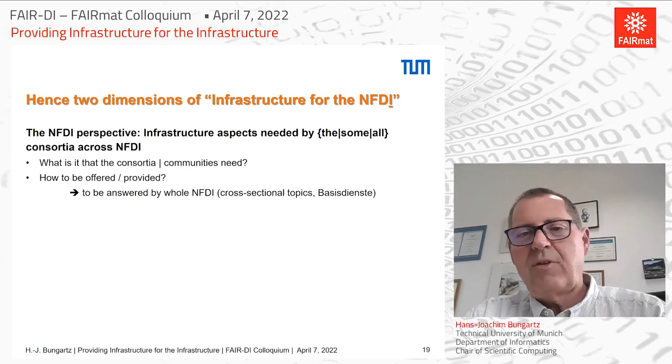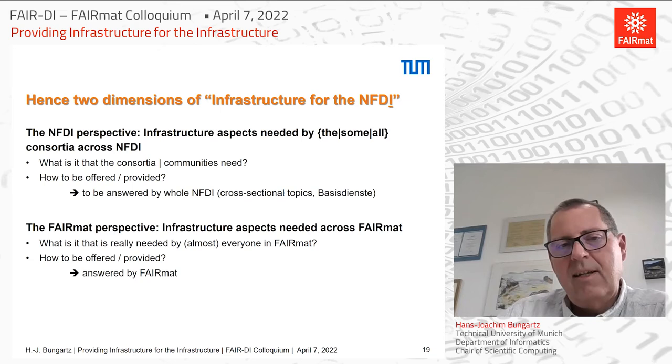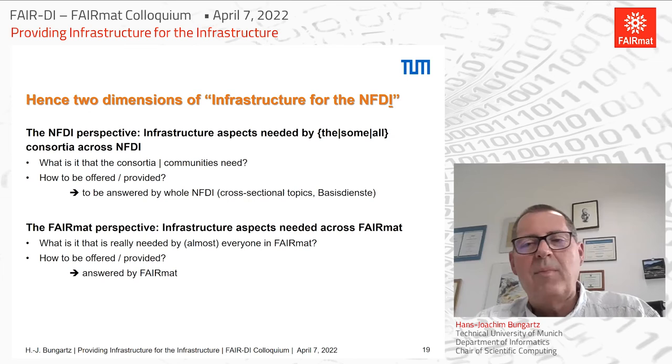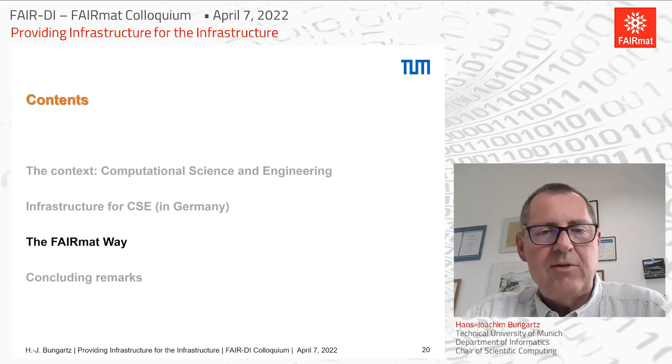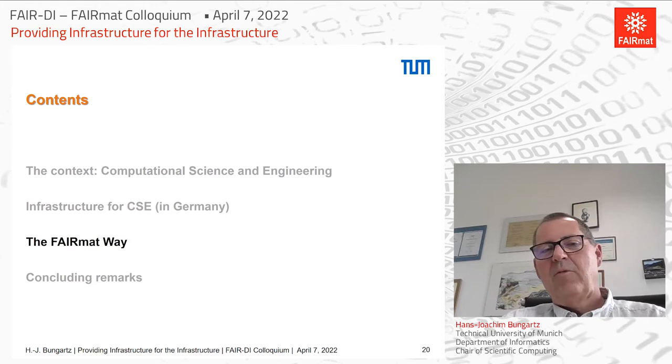And the second dimension is the FAIRmat internal perspective. Now, infrastructure aspects needed across FAIRmat, again, by all or by many of the different groups and topics that are clustered within FAIRmat. And this, of course, has to be answered by FAIRmat. And this leads me to the last part of my presentation today, how we want to do it, or we actually have begun to do it in FAIRmat.